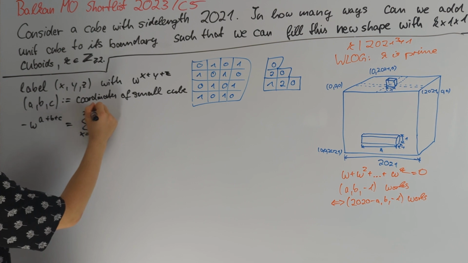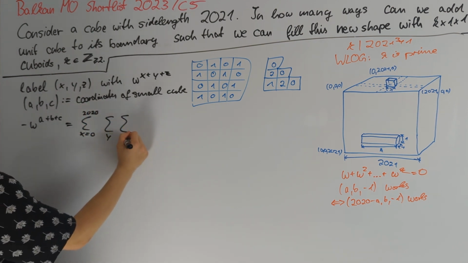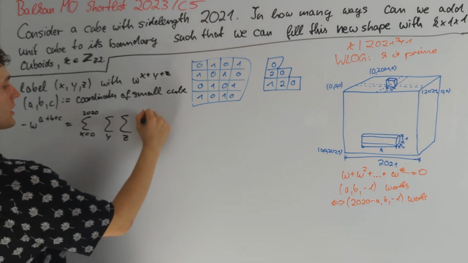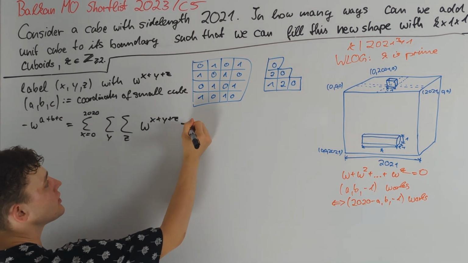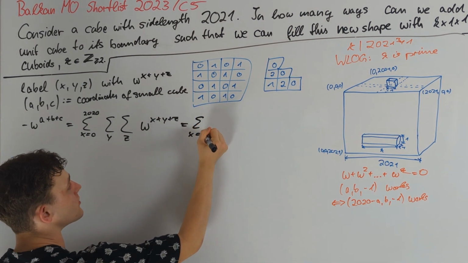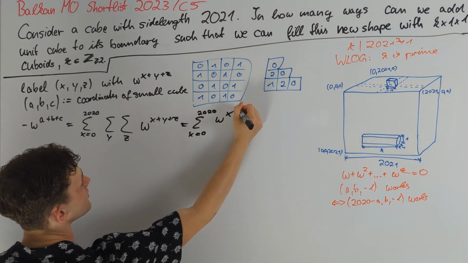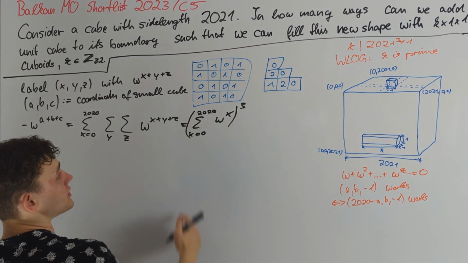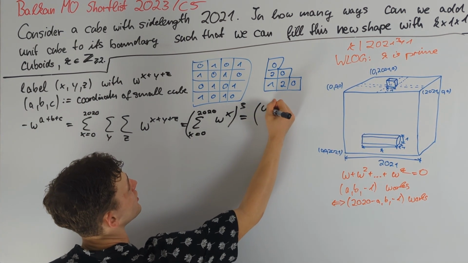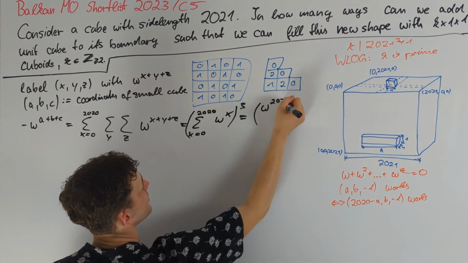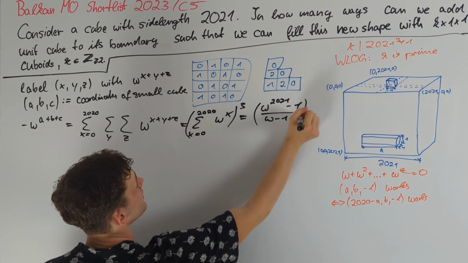the sum of x going from 0 to 2022, the sum of the same values for y and z, of omega to the power of x plus y plus z. This is just equal to the sum of x going from 0 to 2020 of omega to the power of x, all to the power of 3. Since this is a geometric series, we can rewrite that value as omega to the power of 2021 minus 1 divided by omega minus 1, all cubed.